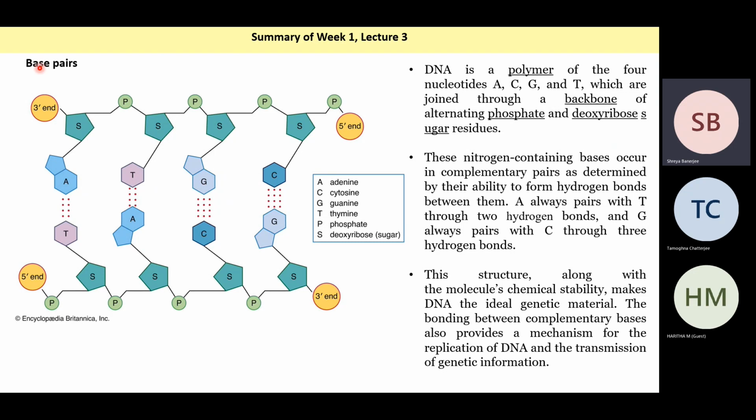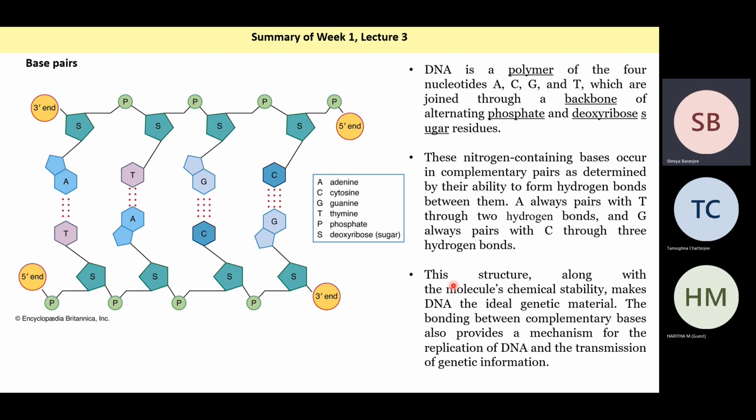Now to learn about base pairs. A few slides ago, you saw that DNA is a polymer of the 4 nucleotides, A, C, G, and T, which are joined through a backbone of alternating phosphate and deoxyribose sugar residues. These nitrogen-containing bases occur in complementary pairs and form hydrogen bonds between them, shown by these dotted lines. Adenine always bonds with thymine through 2 hydrogen bonds, and guanine with cytosine with 3 hydrogen bonds.